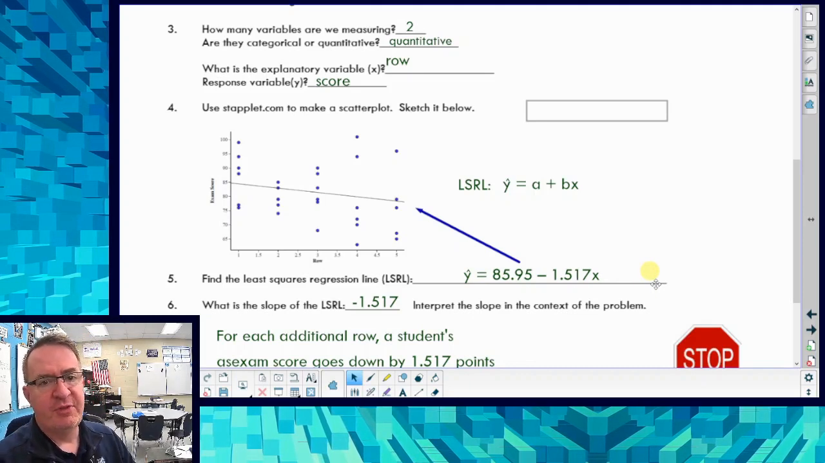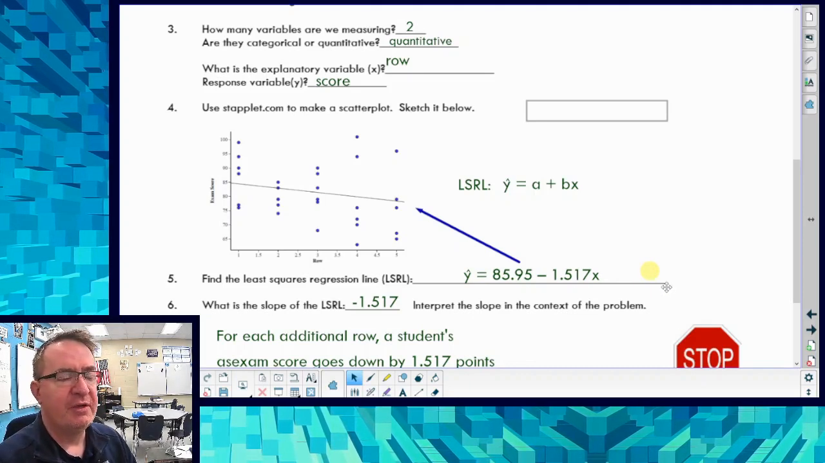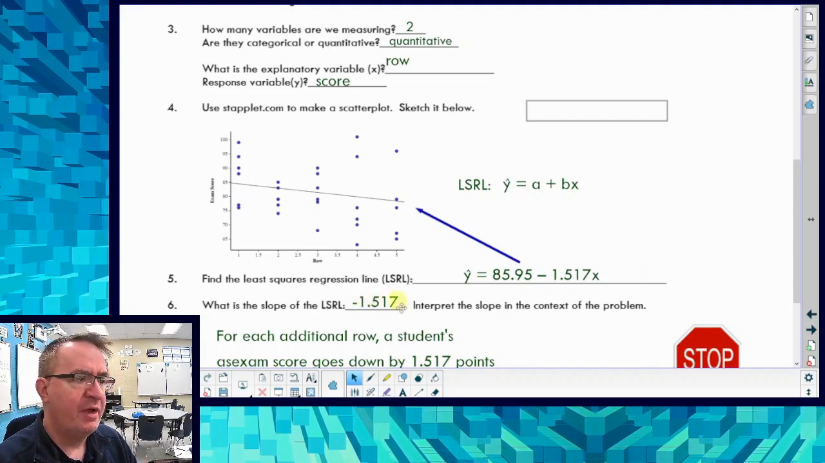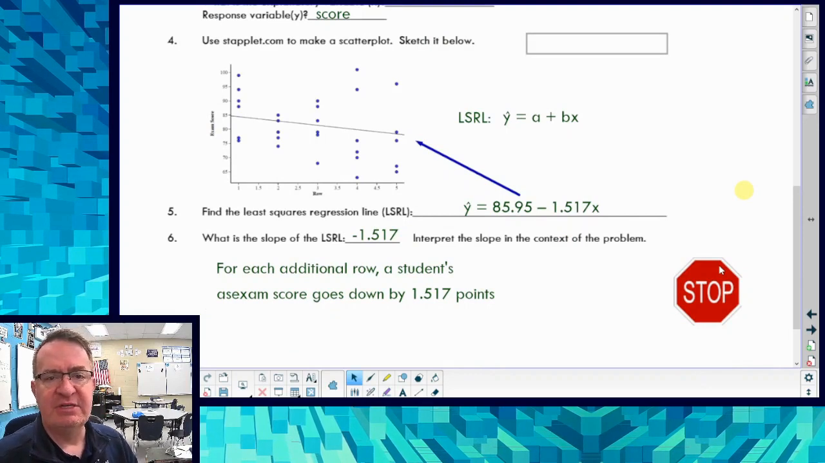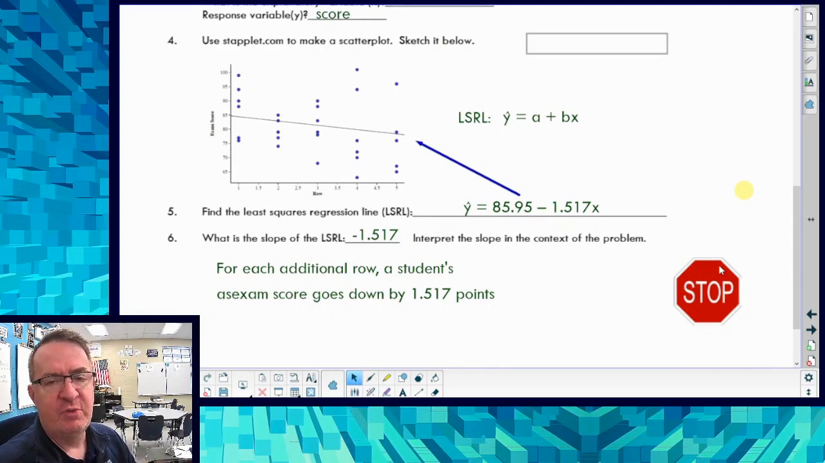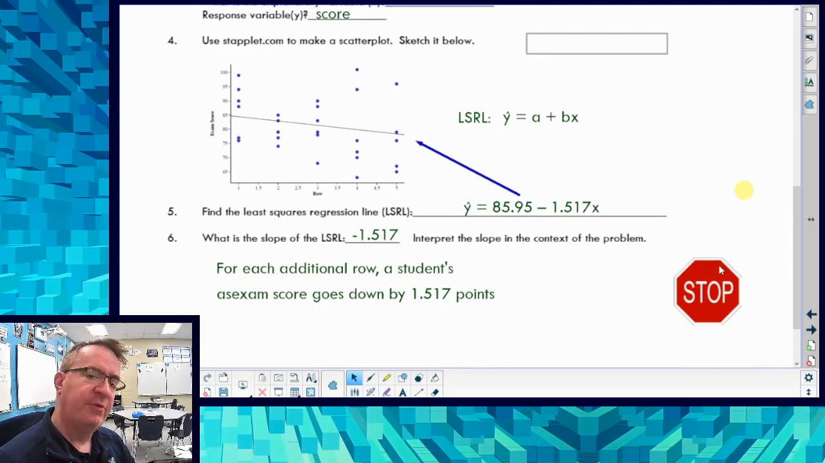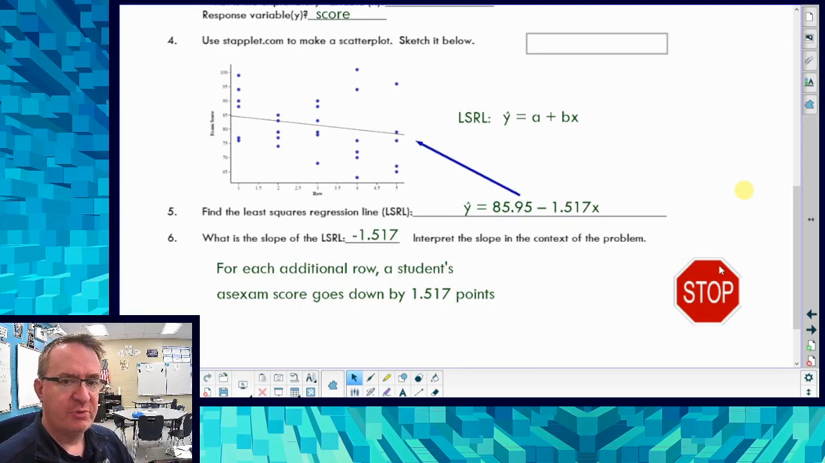Now, as you saw from the title, we're going to be talking about slopes. That's the most important thing so we can see how fast things are changing. So this right here is our slope, negative 1.517. In context, that means that for every row a student moves back, their exam score is going to drop by 1.517 points. So the further back you go, the more points you're going to lose off your exam.